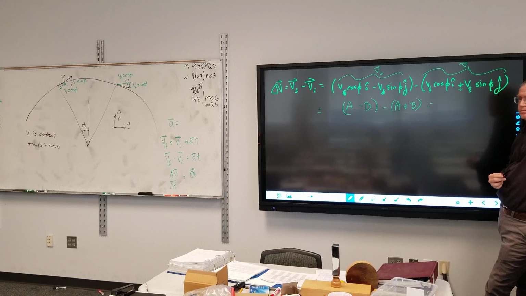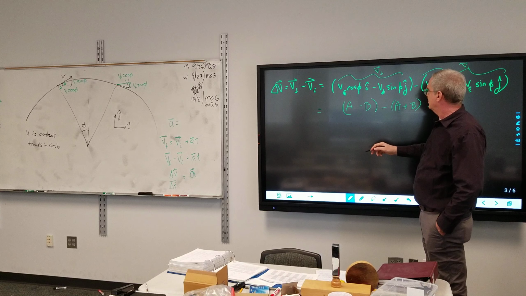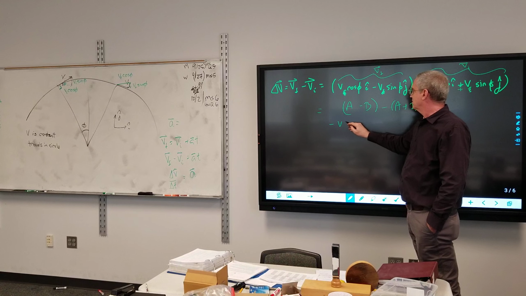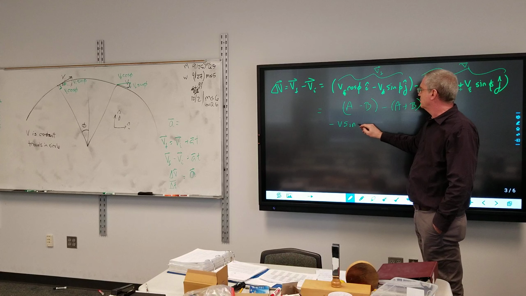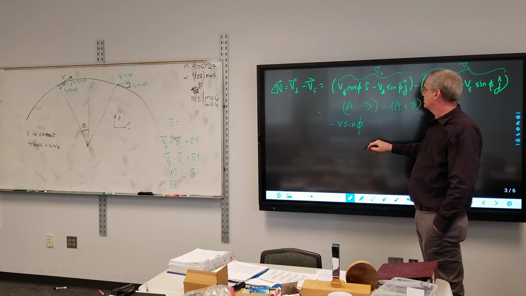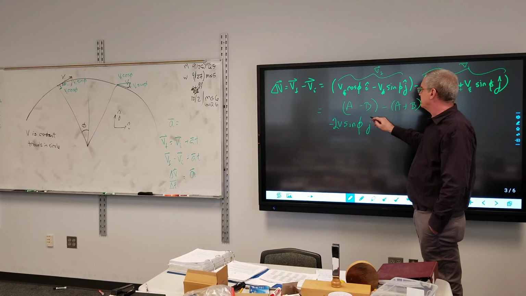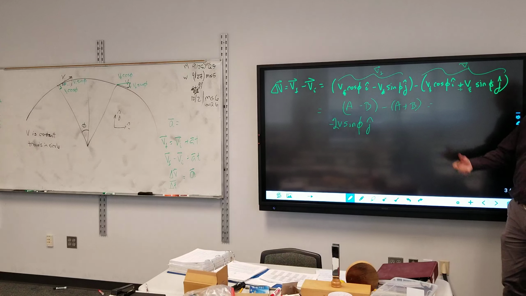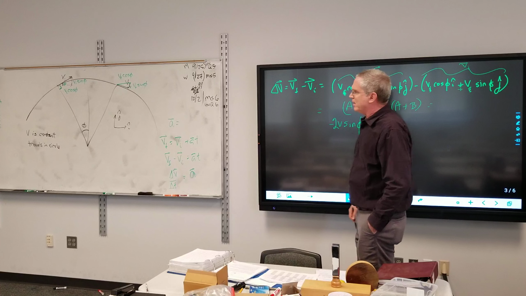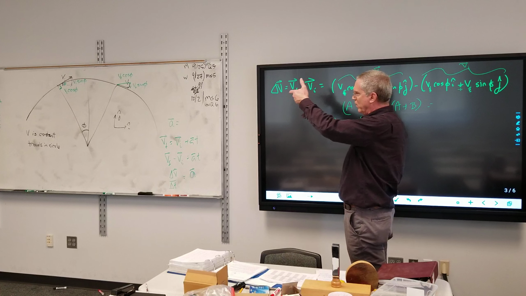You would get negative V sine of, what were we calling it again? Phi. Phi times 2, j hat. So we now have our change in velocity here, because the horizontal component doesn't change at all the way I've set it up here.